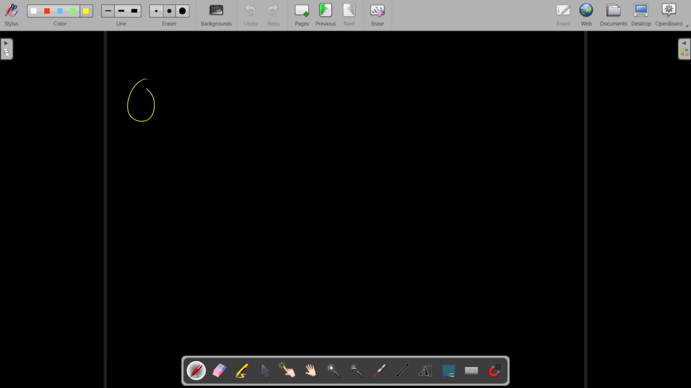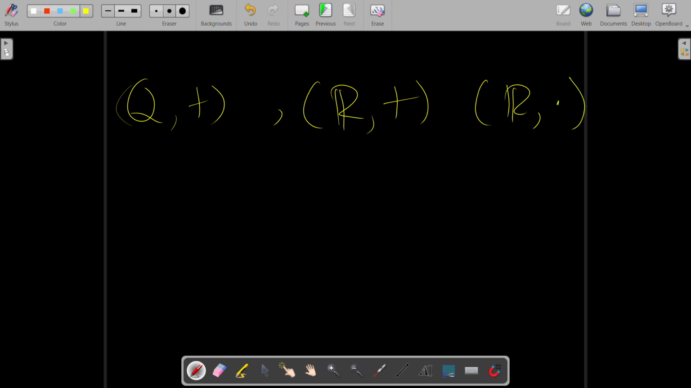Similarly, we can say the set of all rational numbers under binary operation addition, the set of all real numbers under binary operation addition, the set of all real numbers under binary operation multiplication, or all real matrices of order 2 under operation addition forms a groupoid.